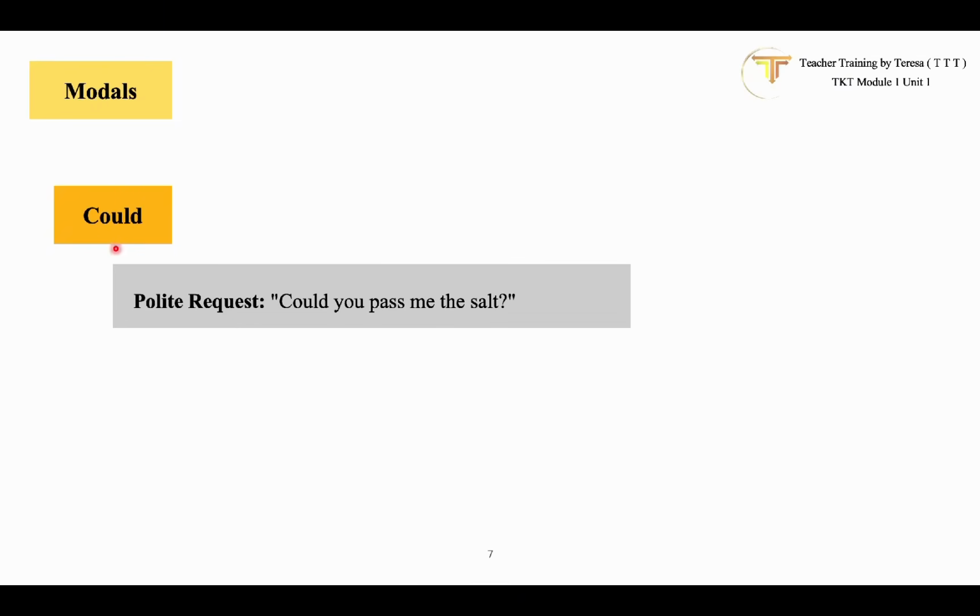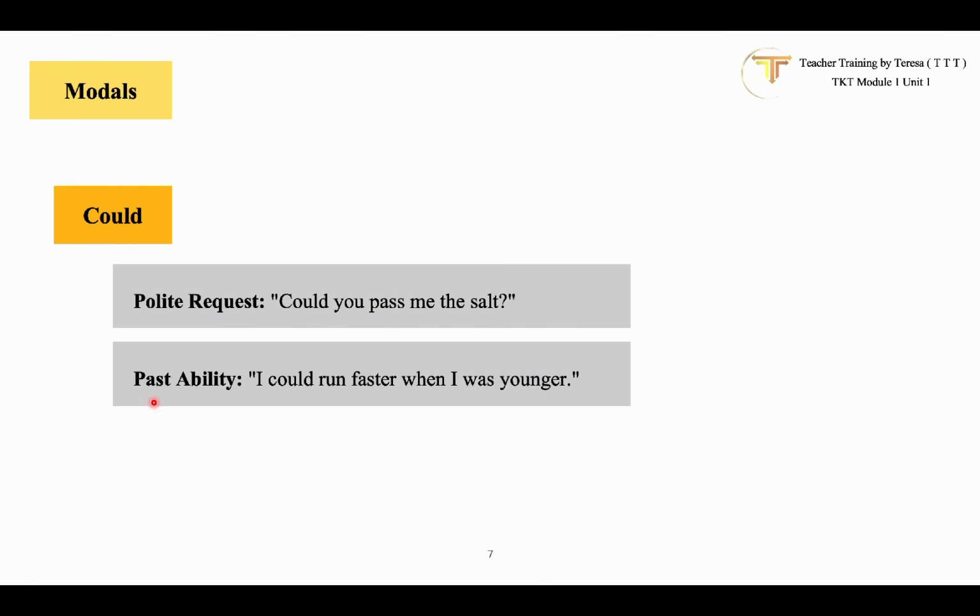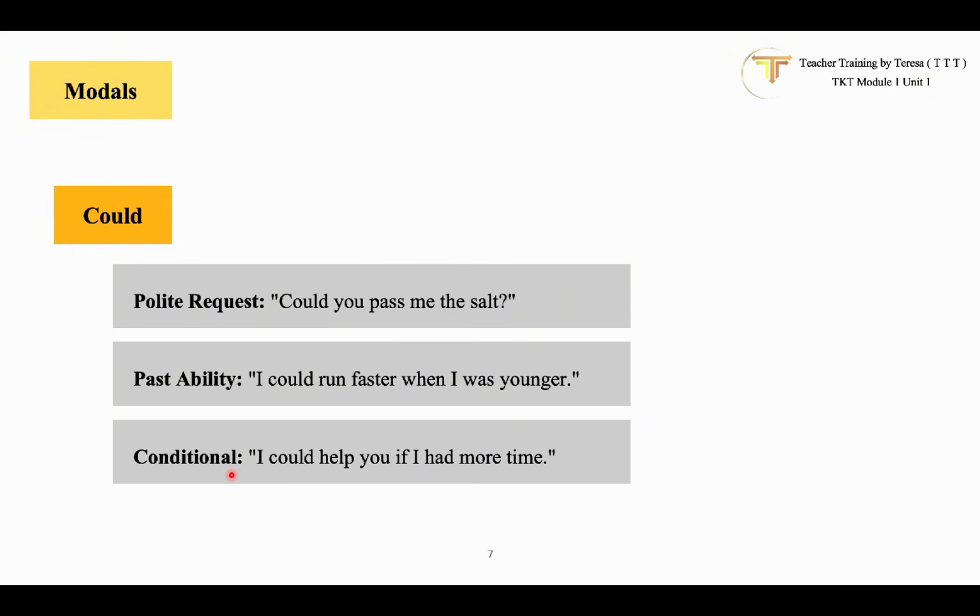Could. Polite request: could you pass me the salt? Past ability: I could run faster when I was younger. Conditional: I could help you if I had more time.